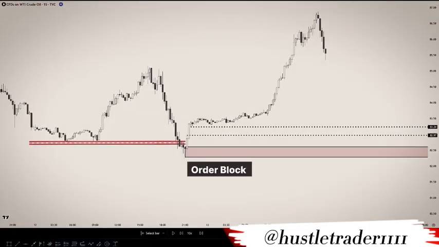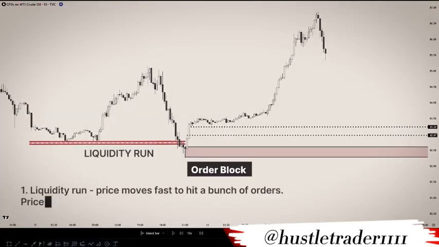First, a liquidity run. This is when price moves fast to hit a bunch of orders. It's like a quick raid. Price shoots up or down, grabbing liquidity. This move often tricks traders. They think the trend will keep going, but it's just a setup for a reversal.